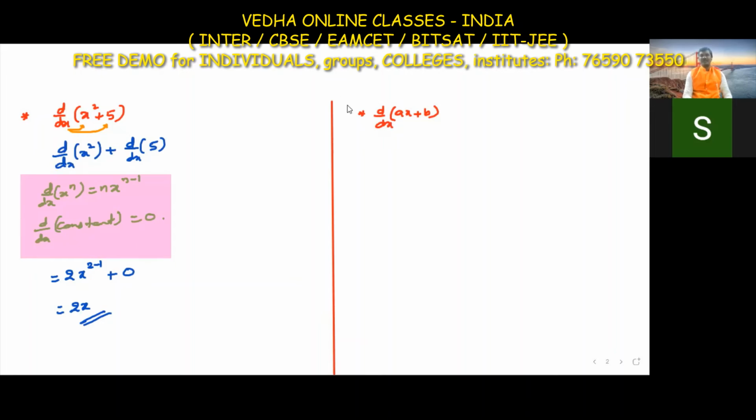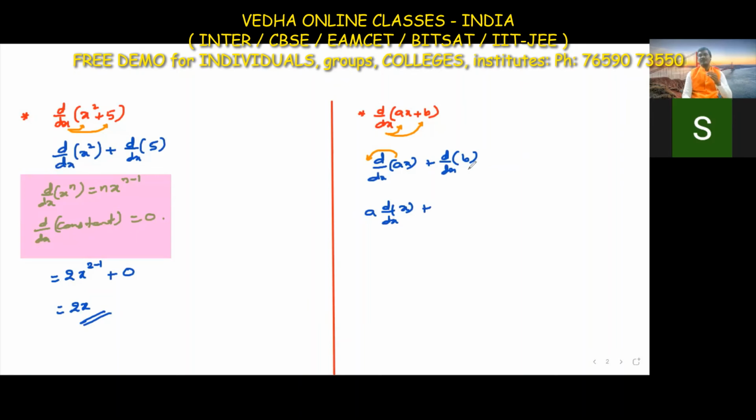Okay, now if we come to the next question. Okay, d by dx of ax plus b. First step is differentiate ax and b separately. Write the derivative separately. That means d by dx of ax plus d by dx of b. After that, the next step is, whatever the coefficient we have, we write that coefficient outside. A is outside and we are differentiating the x. Okay, plus d by dx of b.